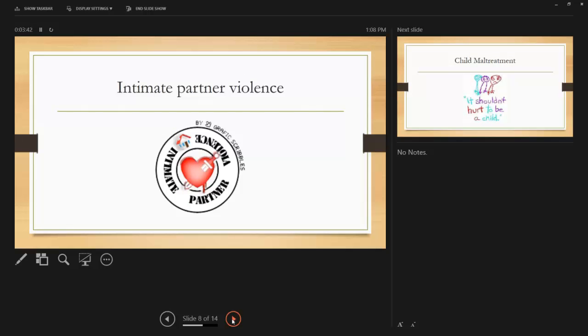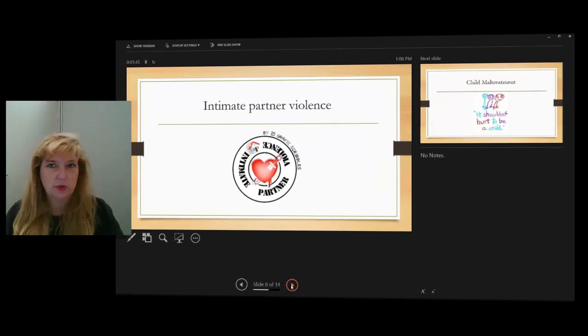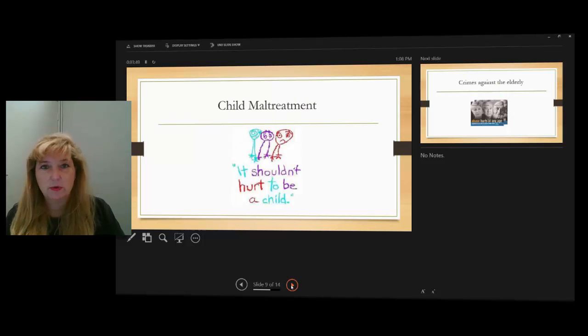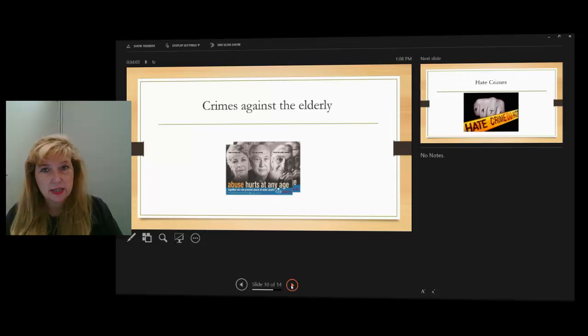Then we're going to get into intimate partner violence, and that's going to include just a lot of different scenarios that we will look at. We will look at child maltreatment. It could be sexual maltreatment, it could be neglect, it can be verbal abuse, but we're going to look at those aspects of victimology. We're going to look at crimes against the elderly, an often forgotten part of victimology. What happens when elders are abused? Many times it's financial abuse, but other times it may be very physical abuse.